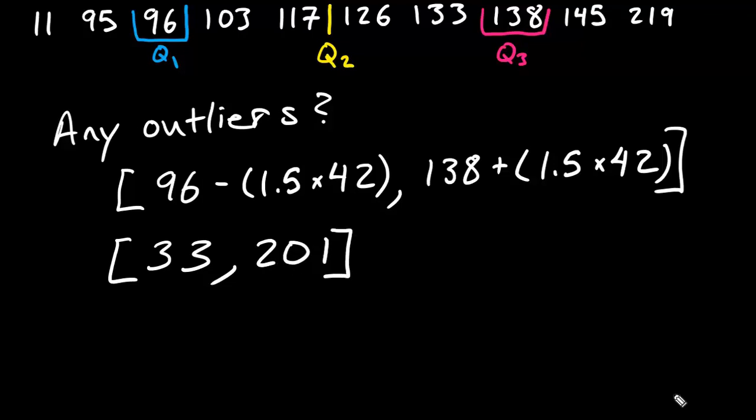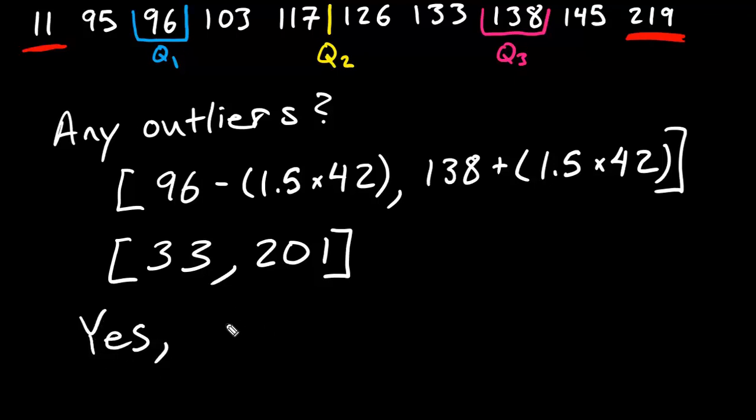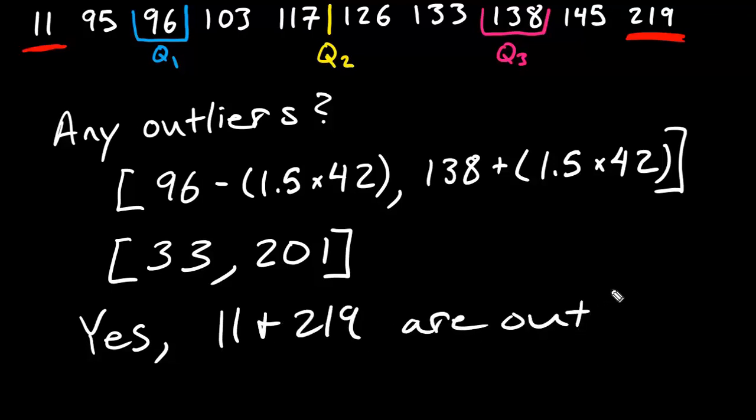If any values in our data set do not fall between 33 and 201, they can be considered outliers. So looking at this, we've got 33 to 201. Well, there are 2 values that don't fit into that interval, right? So 11 is less than 33, and 219 is greater than 201. So are there any outliers? Yes. 11 and 219 are outliers.